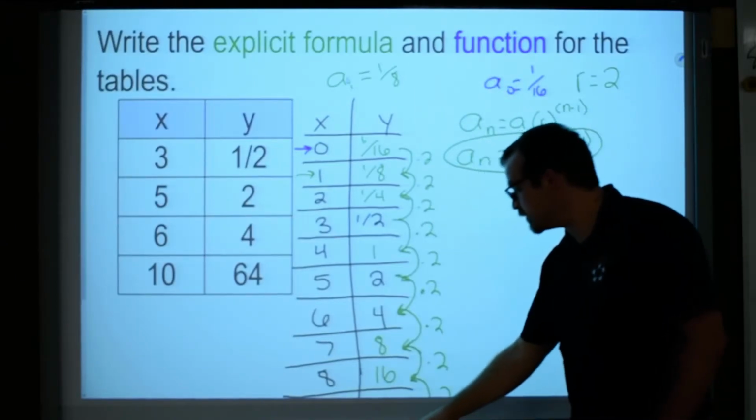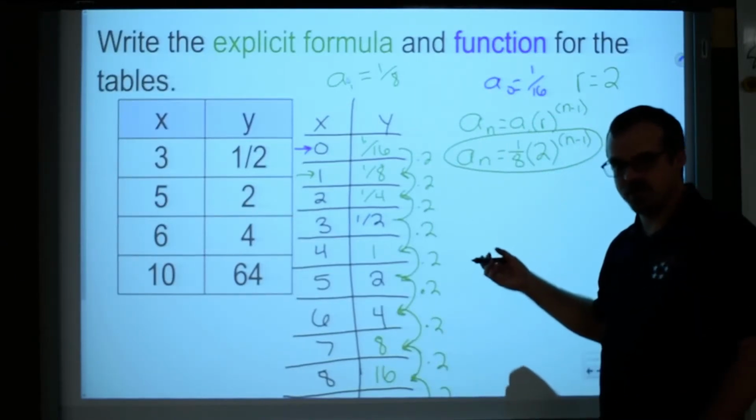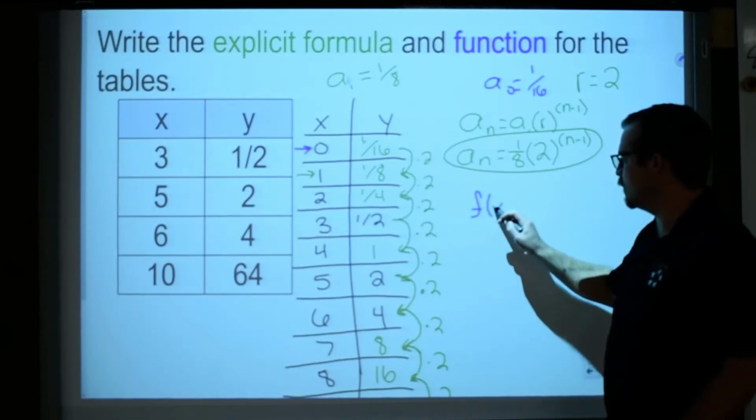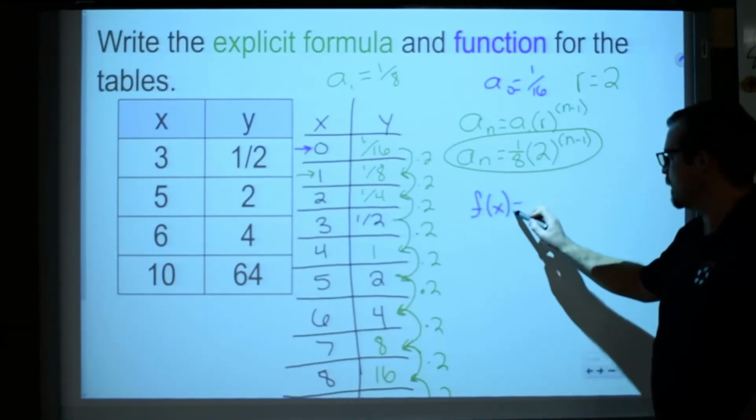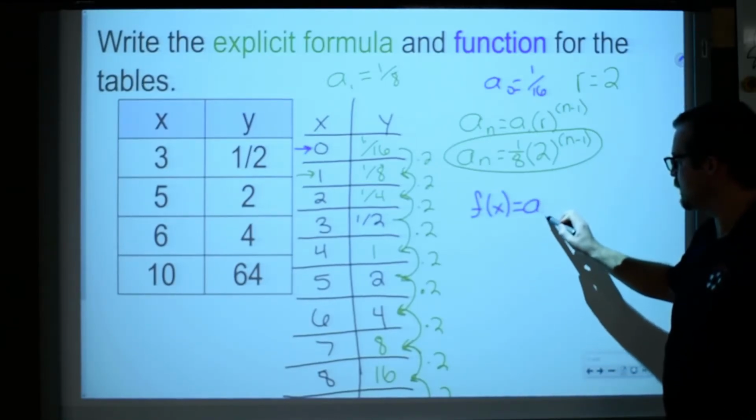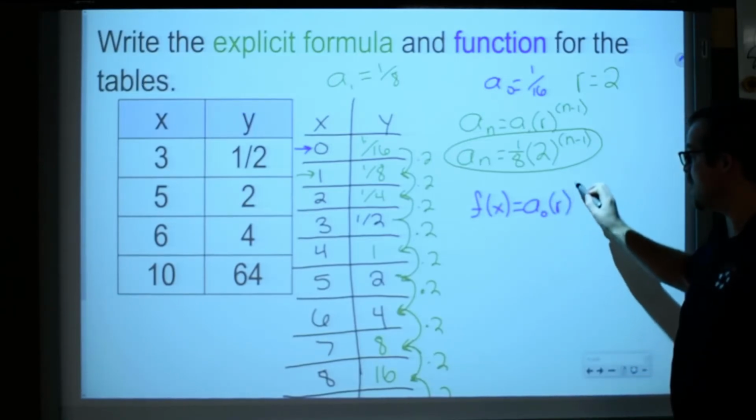Now we need to write the function. And this is why the shortcut's so nice. We can just say, well, the function for a geometric sequence would be a sub 0, the initial amount, times r to the power of x.